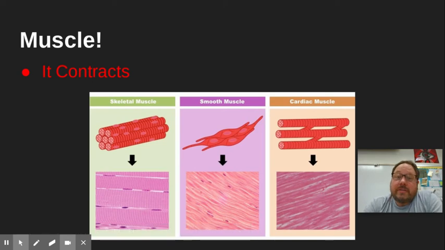Well, hey, ladies and gents, one last clip. You're almost there. In this clip, we're going to combine the last two tissue types. It's muscle and nervous tissue. This is a lot shorter, so we'll be able to get through this pretty quickly.